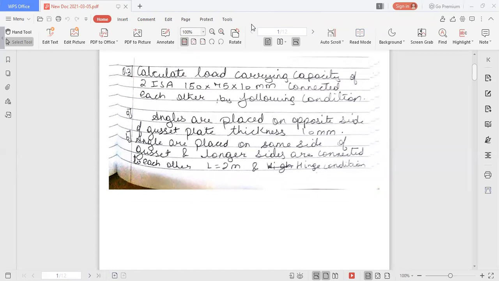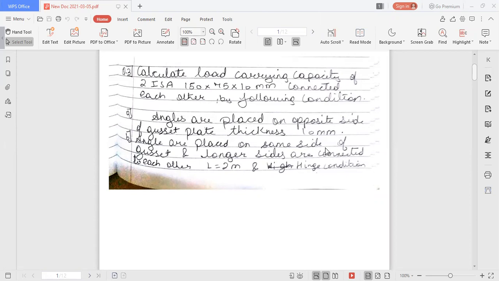So first case में उन्होंने आपको क्या बोला है? First case में they have told you that the angles are placed on the opposite side of the gusset plate जिसकी thickness है 10 mm, और second case में उन्होंने आपको बोला है angles are placed on the same side of the gusset plate. So उसमें उन्होंने क्या बोला है? Longer side are connected to each other. अगर सेम साइड में कनेक्टेड है तो दोनों भी लॉन्गर साइड एक दूसरे को कनेक्टेड है विद द लेंथ 2 मीटर, as well as they have told you that the condition is hinge over here.